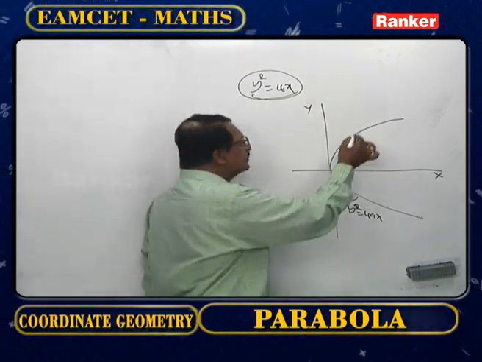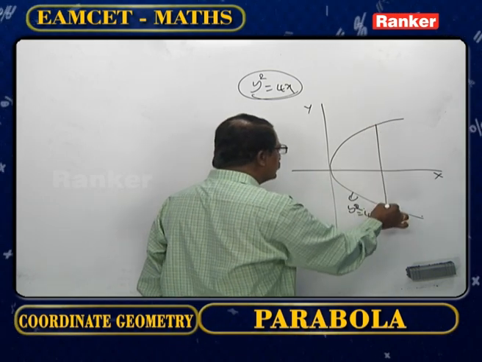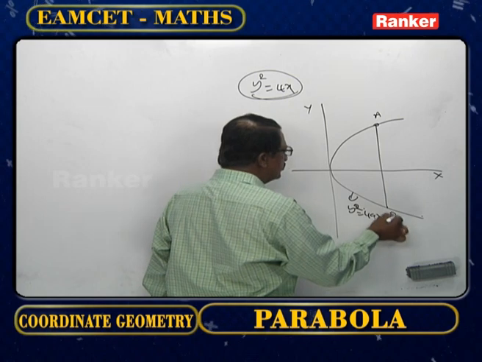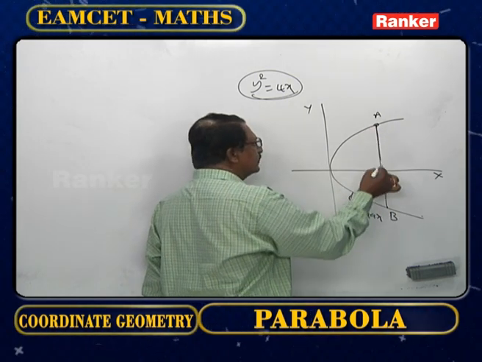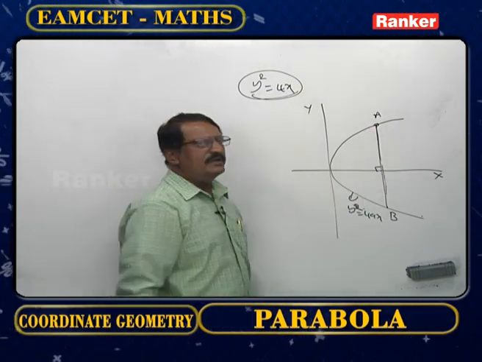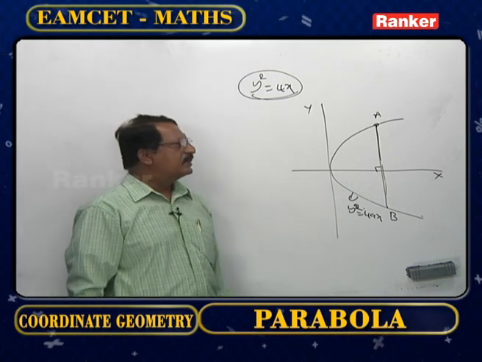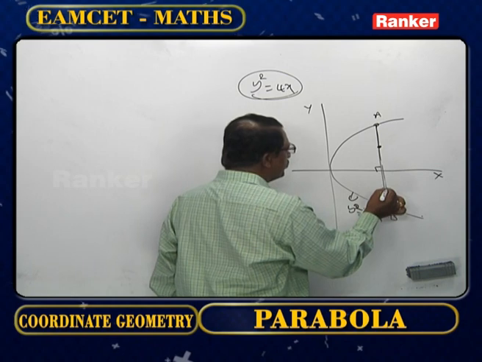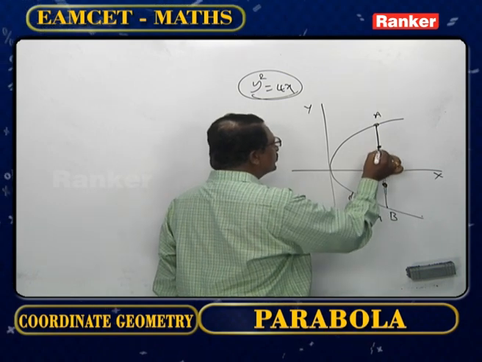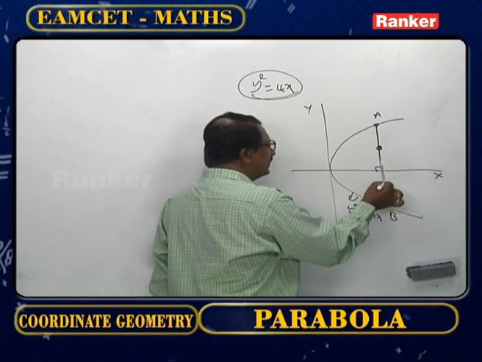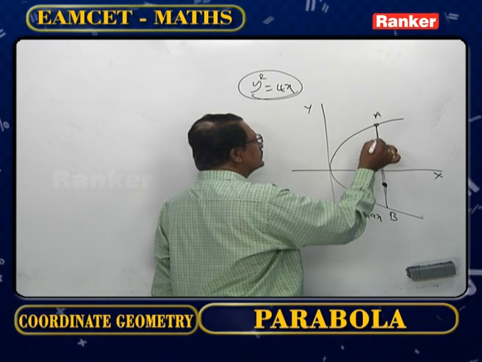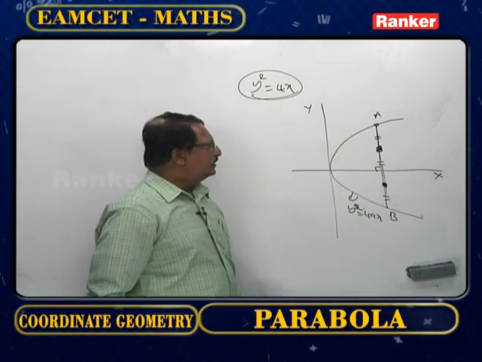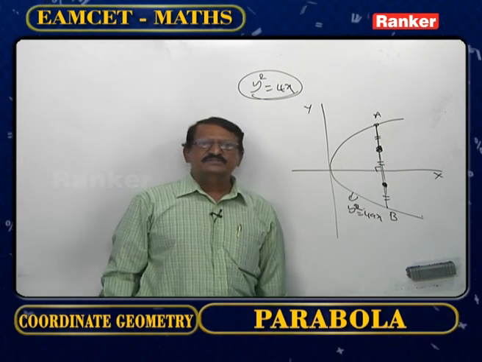Now, the double ordinate, consider AB is one double ordinate, because a chord of the parabola perpendicular to the axis is called a double ordinate. Required the locus of points of trisection. Suppose the chord AB is divided into 3 equal parts, then we require the locus of the points of trisection.